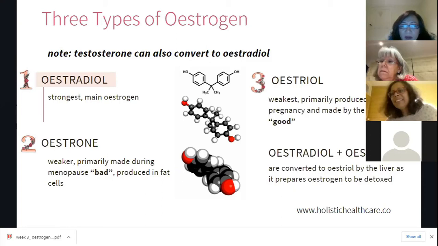When we look at estradiol and estrone, these are converted to estriol by the liver as it prepares estrogen to be detoxified. So that's why estriol is the weaker, good version, because it's almost the broken-down product that can be converted down from the aggressive form.